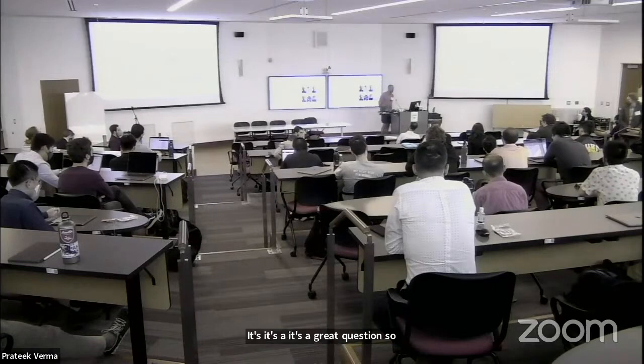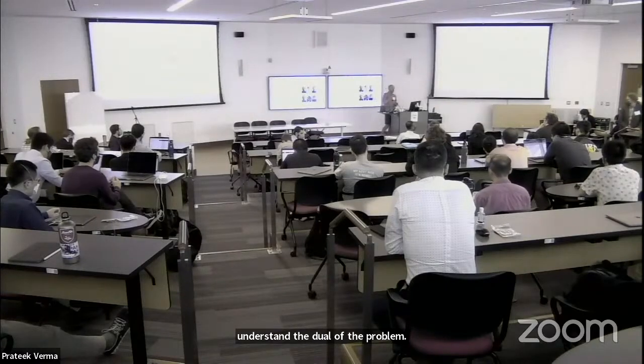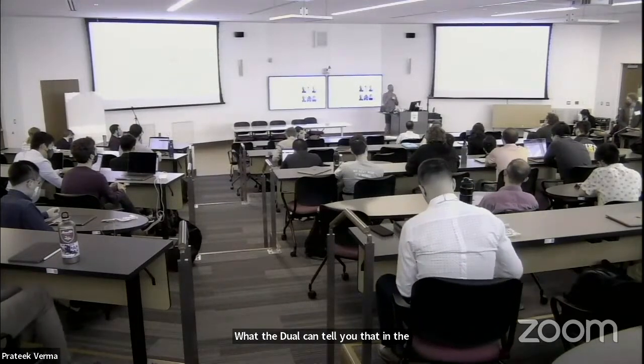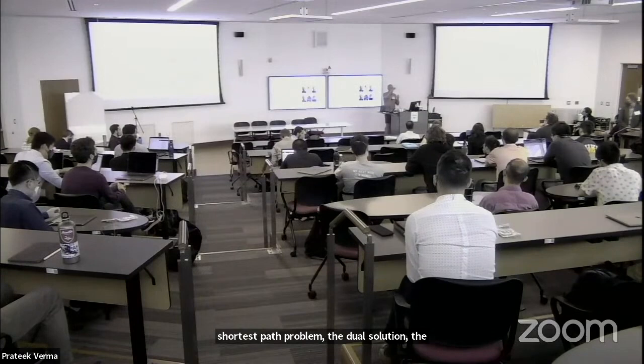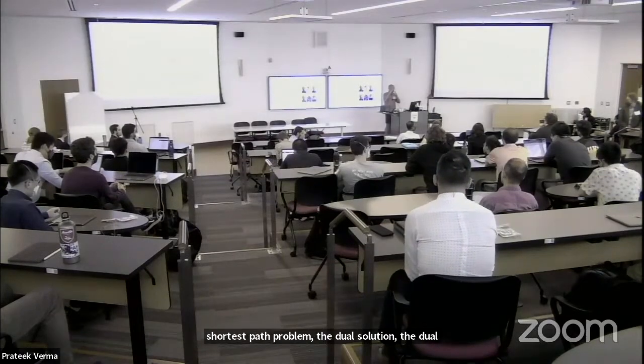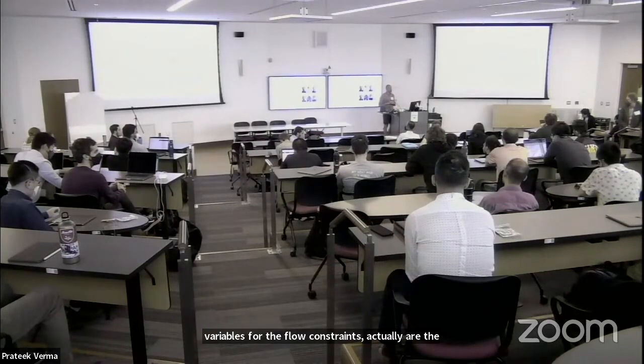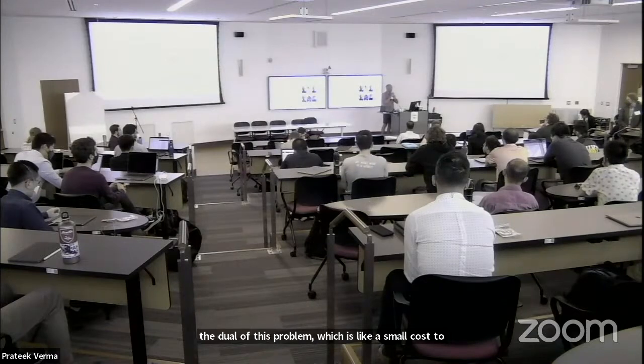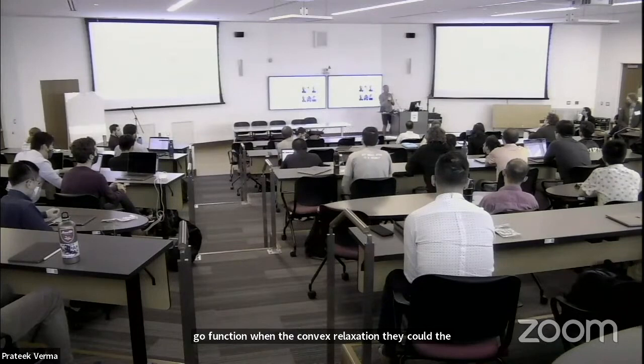We definitely understand the dual of the problem. Actually, it has some beautiful geometrical interpretations of what the dual can tell you. In the simplest shortest path problem, the dual variables for the flow constraints are actually the cost to go on the graph. And there's a generalization of that we can see in the dual of this problem, which is like a small cost to go function. When the convex relaxation is tight, the dual reveals the cost to go structure on the sets, which is beautiful and good.